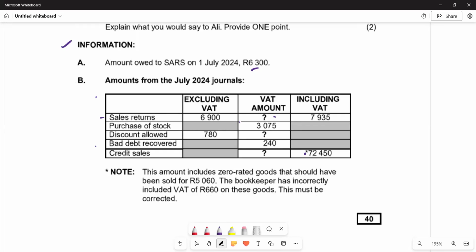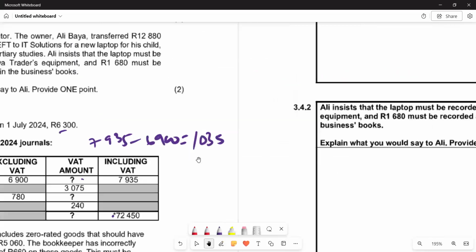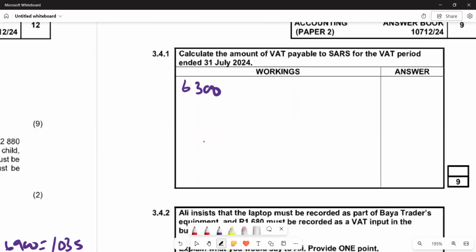In other words, we are just saying 7,935. Then we subtract 6,900. Let's just try to see what figure we get there. 7,935, and then we subtract 6,900, and then we're going to get 1,035. So 1,035 is VAT input, and we are going to show it as a negative. So we go to the other section, and we're saying minus 1,035.